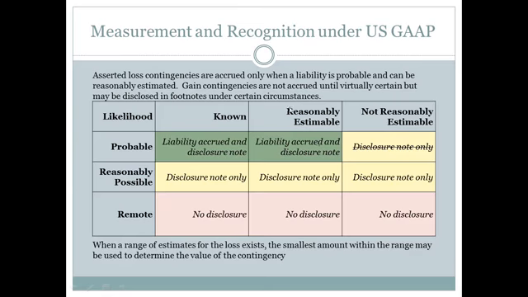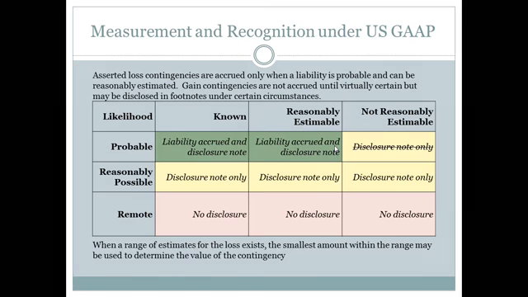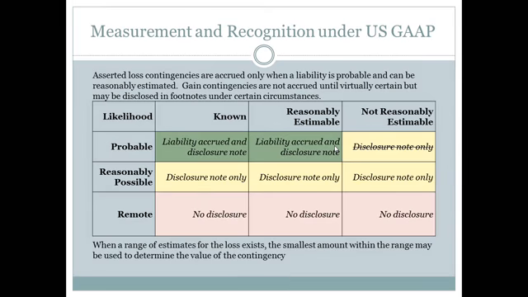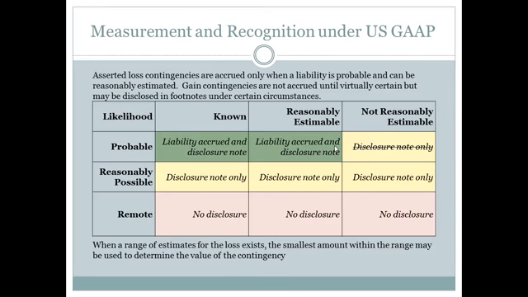Now, a lot of times, especially if we're in this reasonable estimate category here, we may have a range of estimates. So our attorneys say, you know what, we're being sued for patent infringement. Yeah, we're probably going to lose this, but maybe we can negotiate it down, and we think the loss will be between X and Y. And X and Y are $1 million to $2 million or something like that.